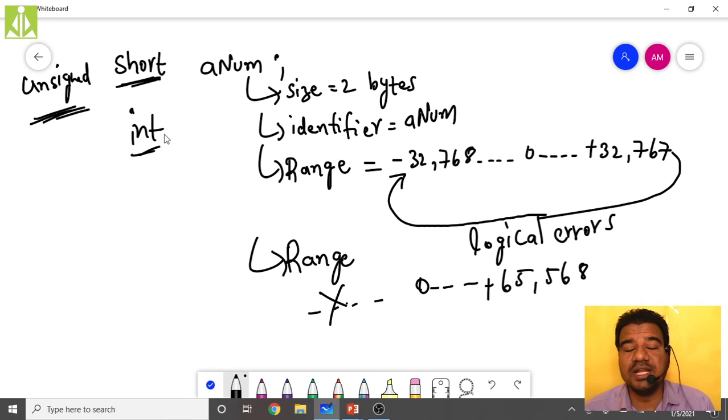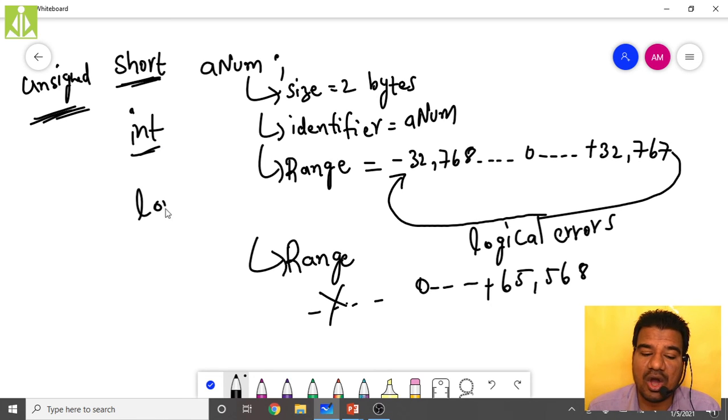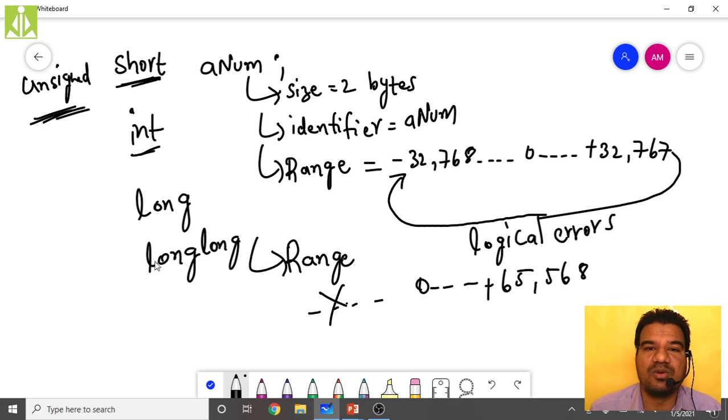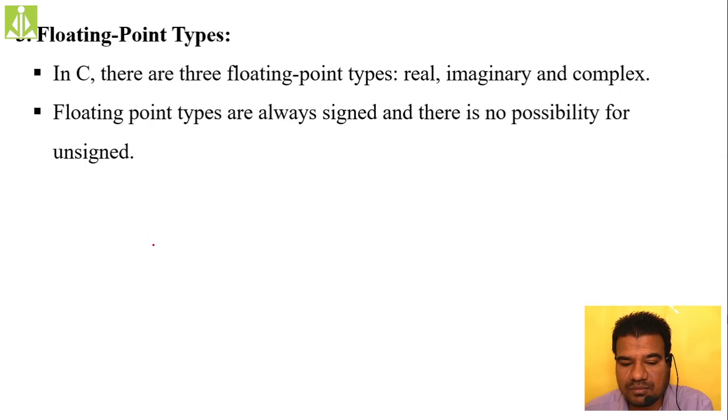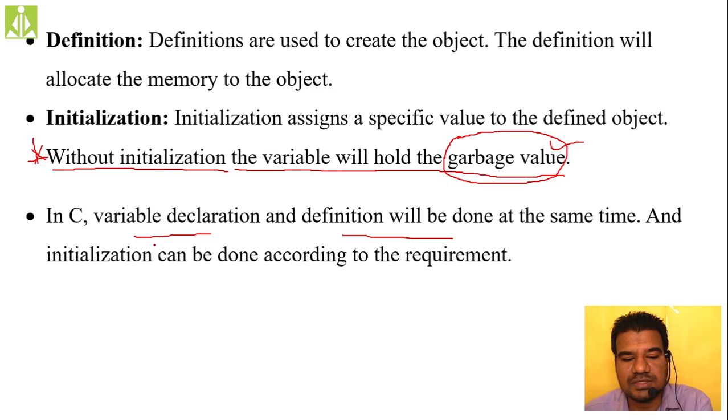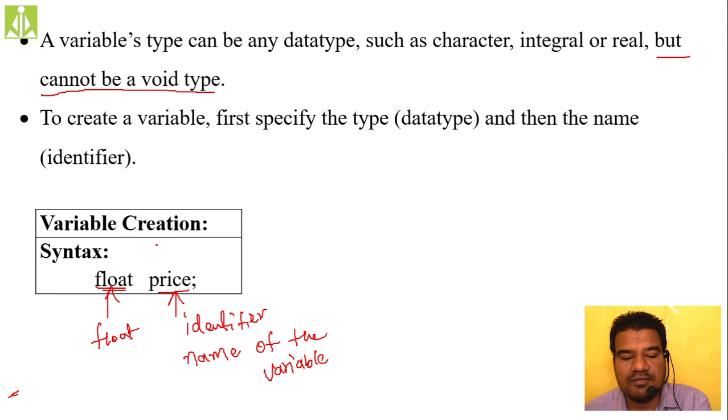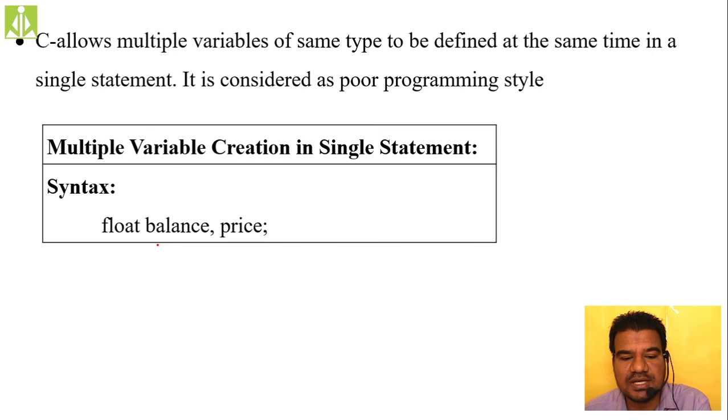And if you are exceeding the integer range also, then go for long. And if you are exceeding the long also, then go for long long. Hopefully you understood this concept. So quickly, we discussed variables, variable declaration and definition.